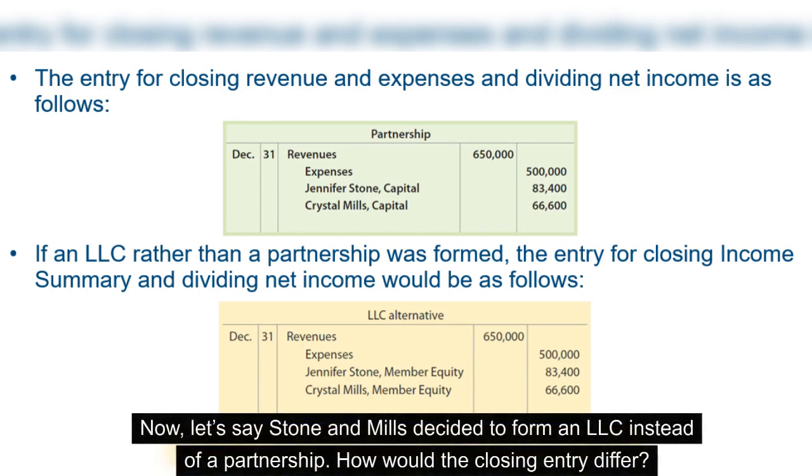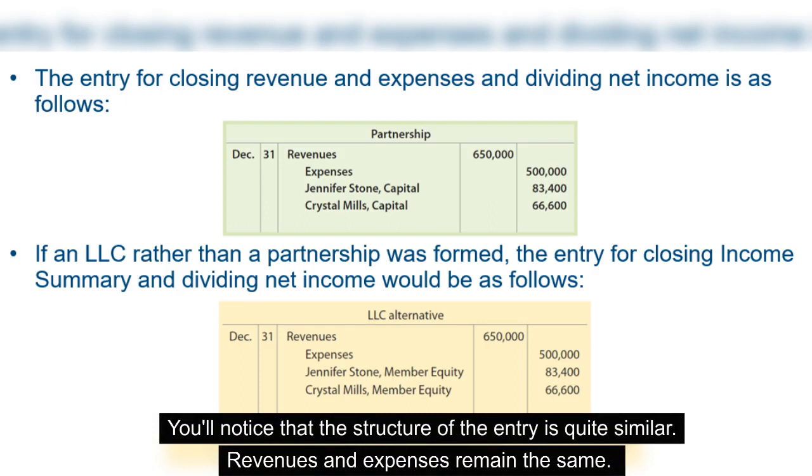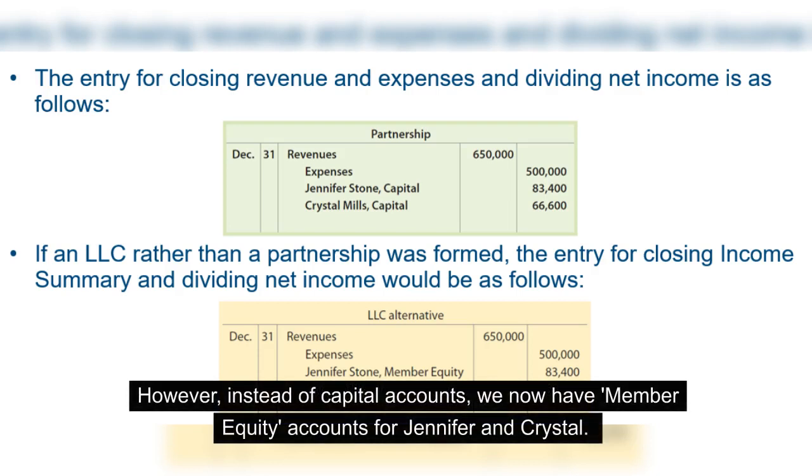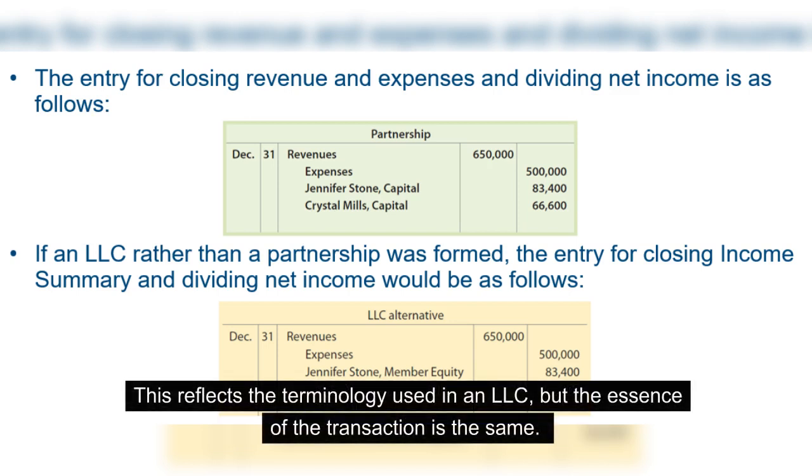Now, let's say Stone and Mills decided to form an LLC instead of a partnership. How would the closing entry differ? You'll notice that the structure of the entry is quite similar. Revenues and expenses remain the same. However, instead of capital accounts, we now have member equity accounts for Jennifer and Crystal. This reflects the terminology used in an LLC, but the essence of the transaction is the same.